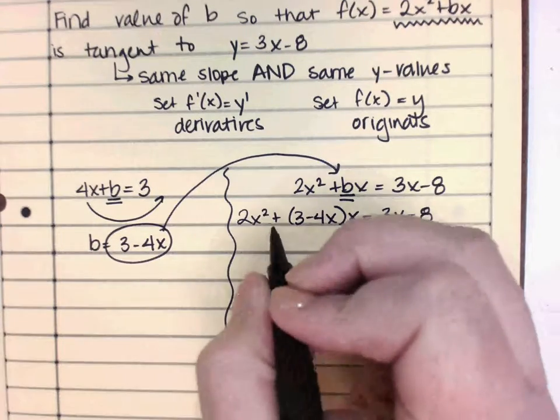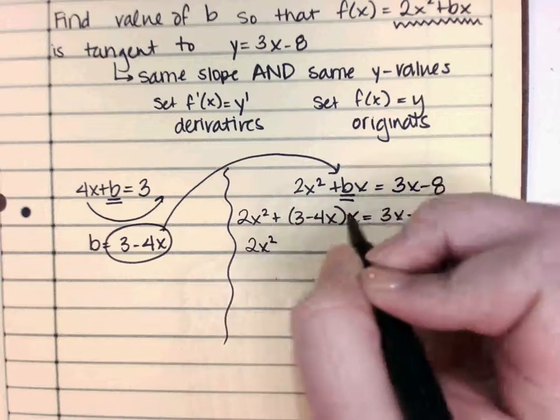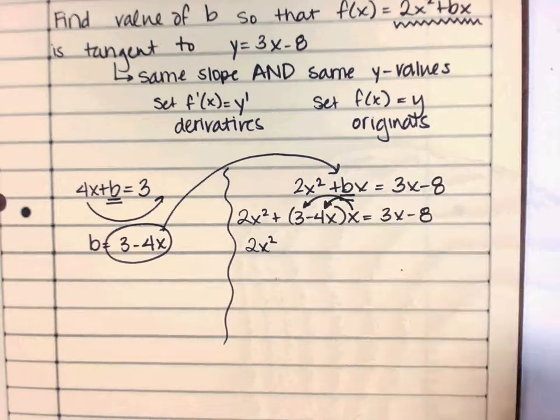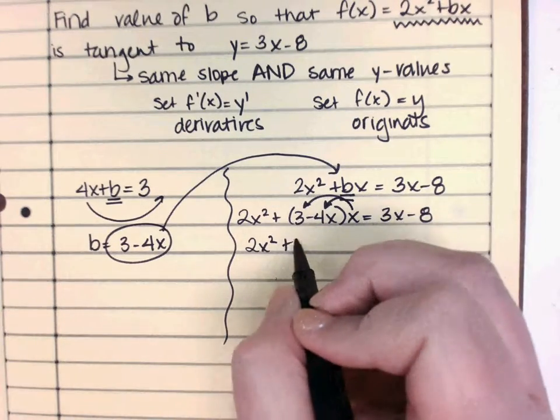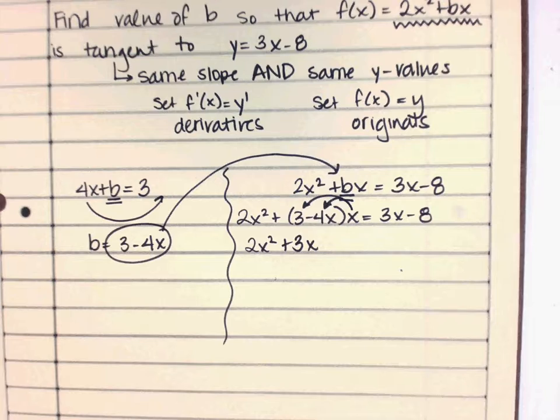Okay, from here, 2x squared, we're going to distribute this x in. What is x times 3? 3x. Then do the x times the minus 4x. And then just keep going and do the things.